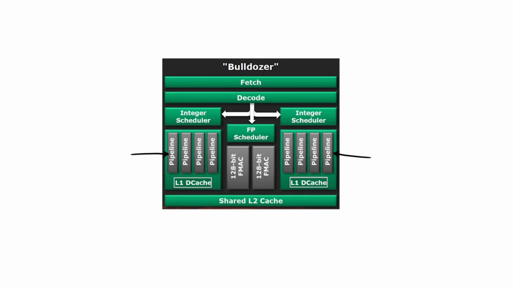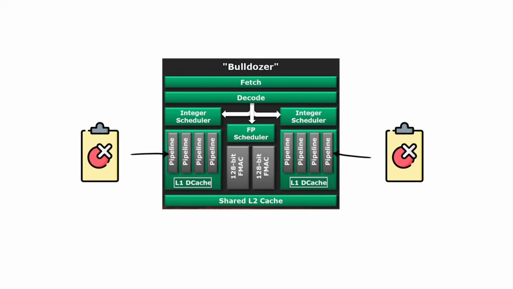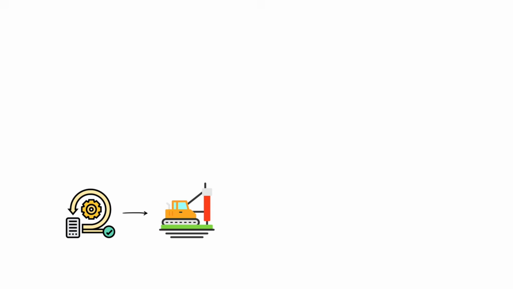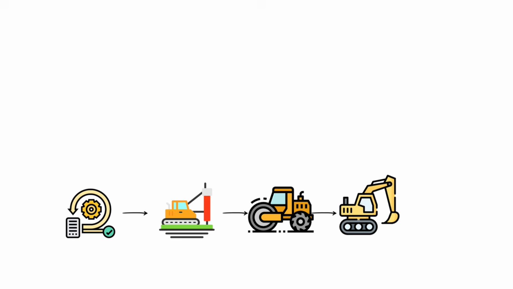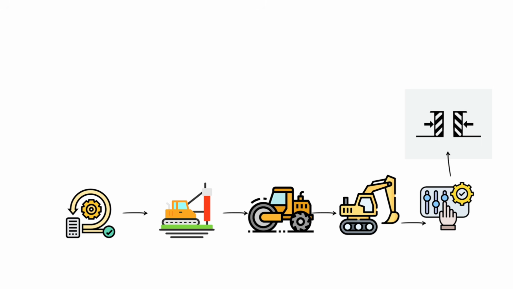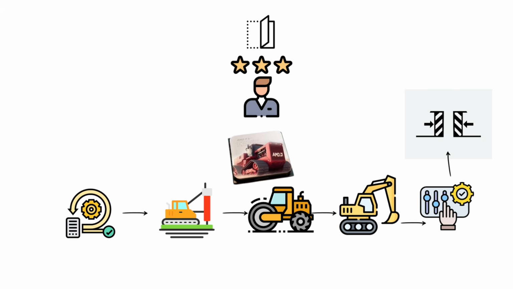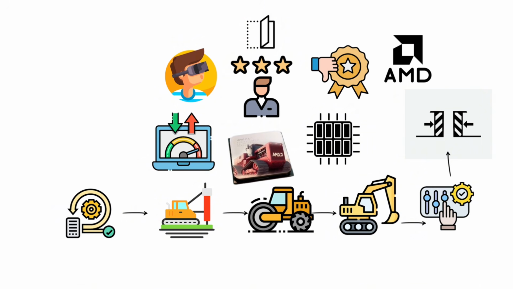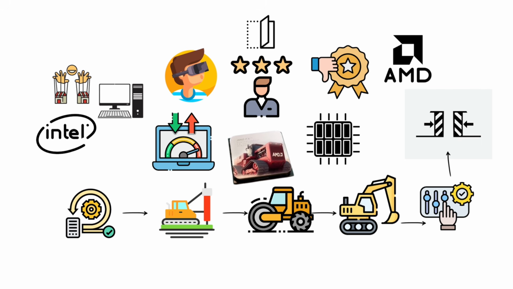The long pipelines and design trade-offs led to poor instructions per clock, high power consumption, and underwhelming gaming performance. Later iterations such as Piledriver, Steamroller, and Excavator tried to refine the design but never fully closed the gap. While the Bulldozer family looked impressive on paper with high clock speeds and many cores, in reality it damaged AMD's reputation and left Intel with a near monopoly on high-performance desktop CPUs through most of the 2010s.